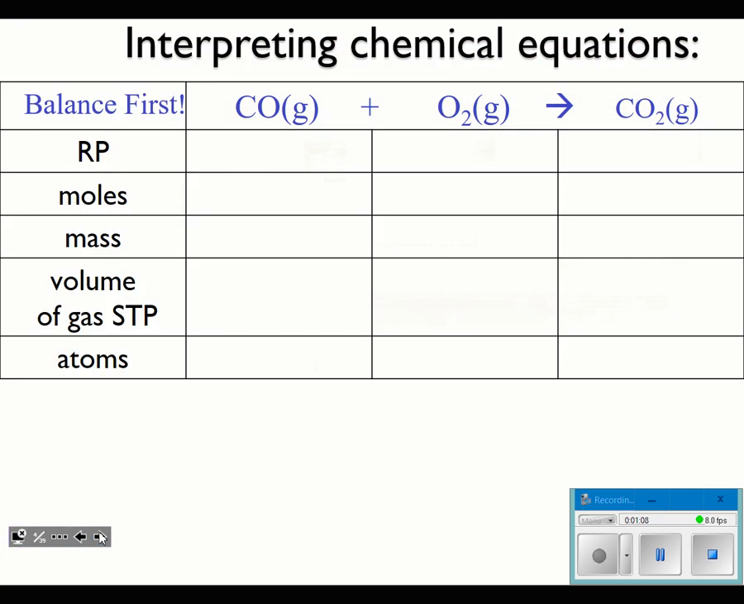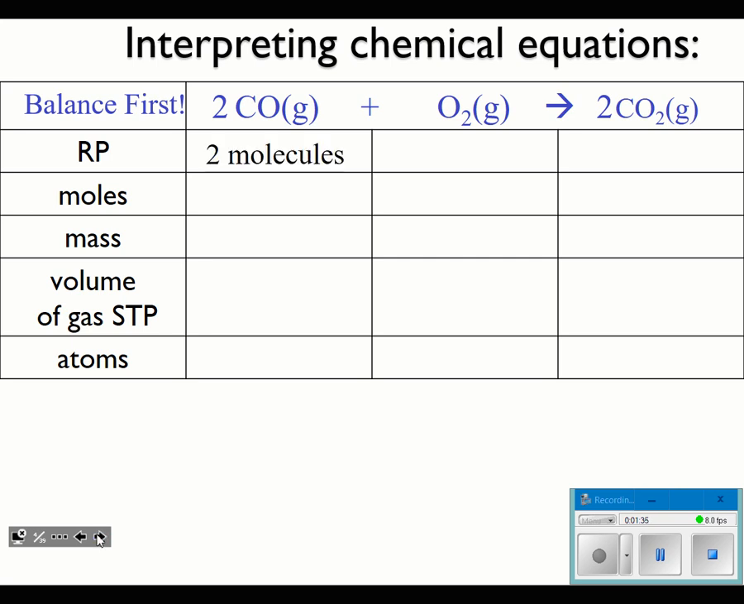So, interpreting chemical equations, the first thing you have to do is make sure that you always balance. That is the first thing you have to do. What do we have to do? Balance. So, I have to put a 2 on both sides so that I can have 2 carbons and 2 carbons, but more importantly, I'm going to have 2 oxygens plus 2 oxygens on my reactant side, which makes 4 oxygens, and 2 times 2 on my product side makes 4 as well.